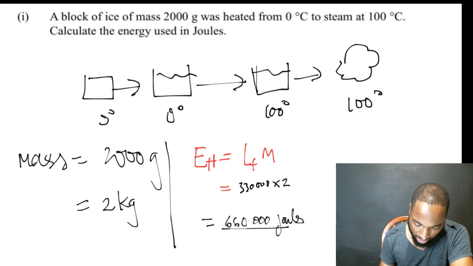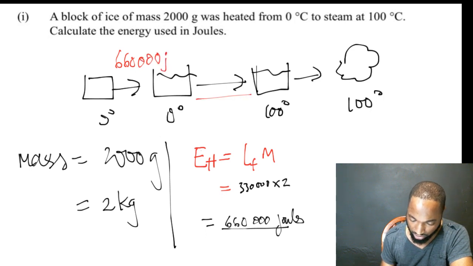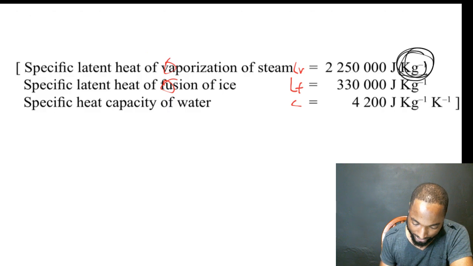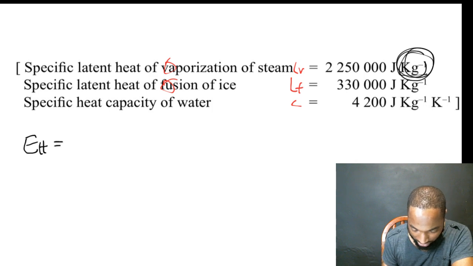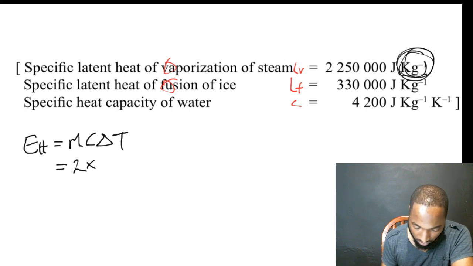So this first part took 660000 joules. Alright, time to record the second part here, boys. The energy for the second part is going to be equal to MC delta T. So we have 2 times C now, 4200. And the changing temperature is 100 here. How much is that going to be?